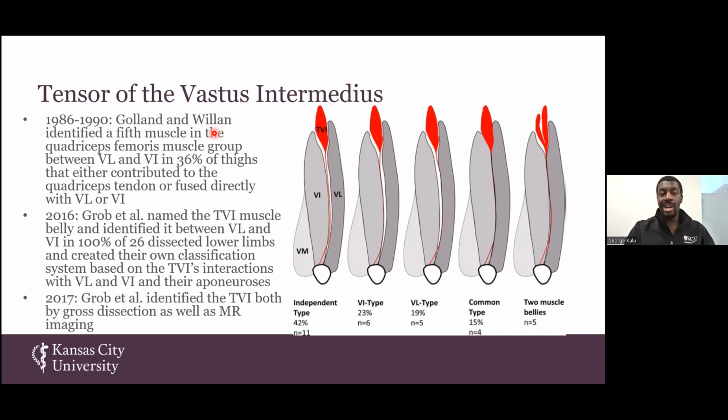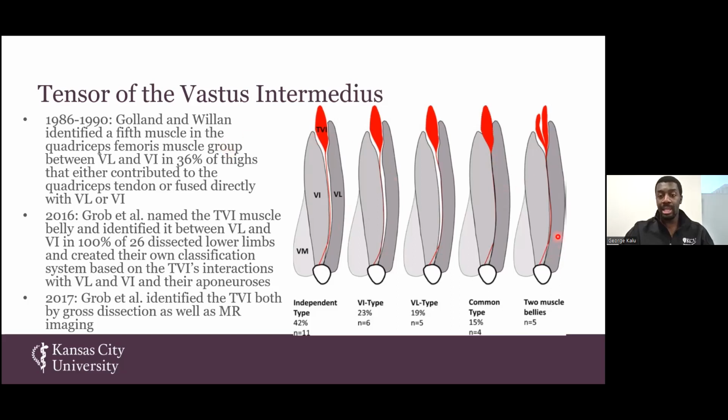After their research was done, it really wasn't looked at again until very recently. In 2016, a group led by Carl Grob took this over, and they were able to identify the TVI and name it between vastus lateralis and vastus intermedius. They actually found it in all 26 of the lower limbs that they dissected. In doing so, they also created a classification system based on the way the TVI interacts with vastus lateralis or vastus intermedius.